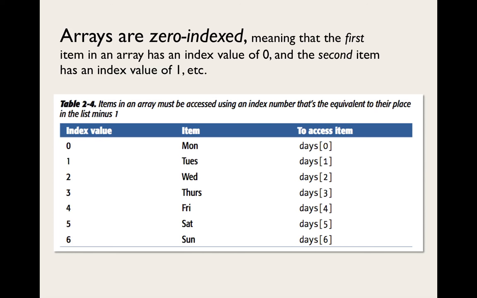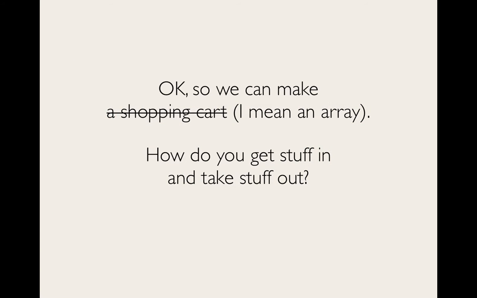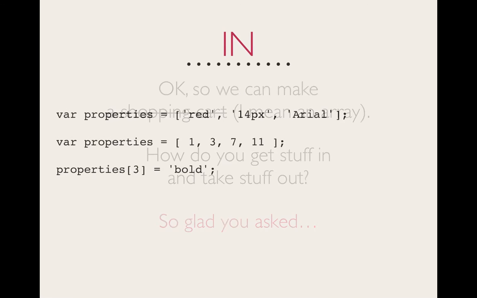So it becomes a little bit tricky to do math, realizing that to us human beings, the first value is 1, as we talk about it, but for the machine, the first value is 0. So we can make a shopping cart, an array, but how do you get stuff in and take stuff out? I'm so glad you asked.